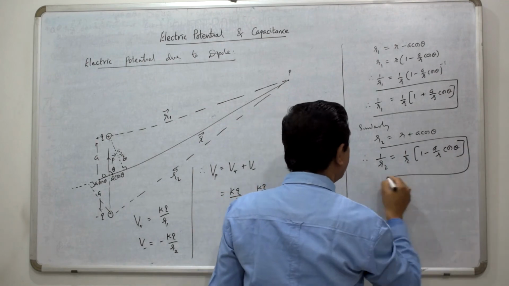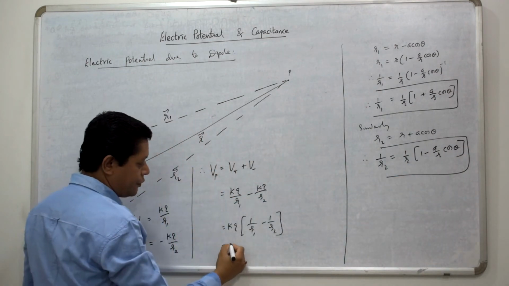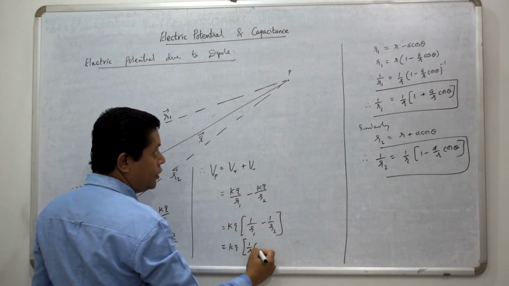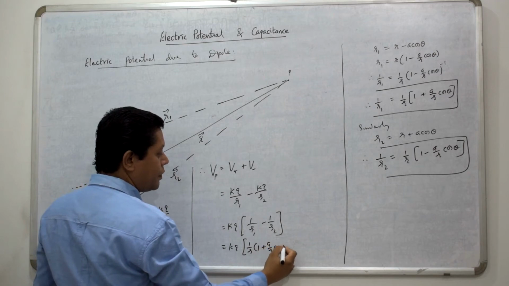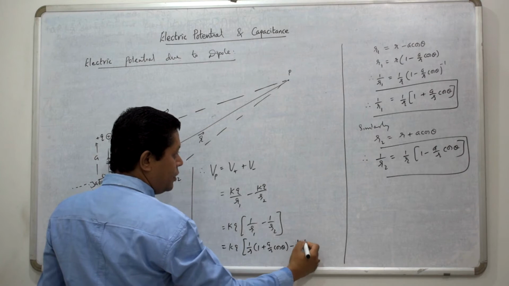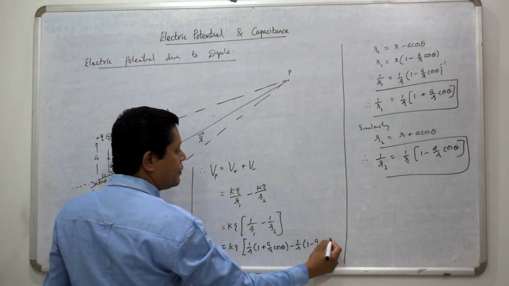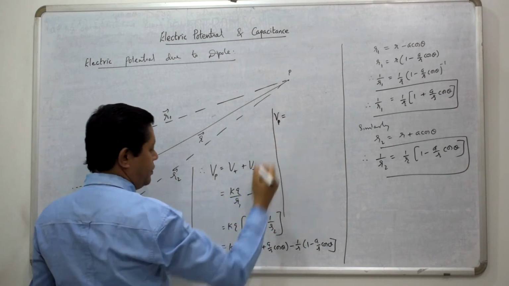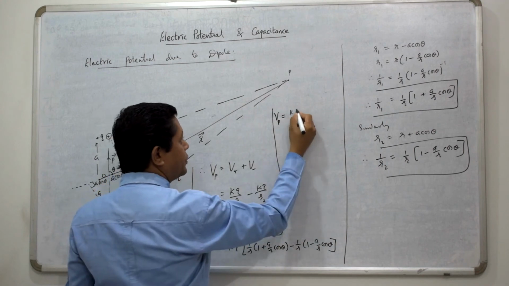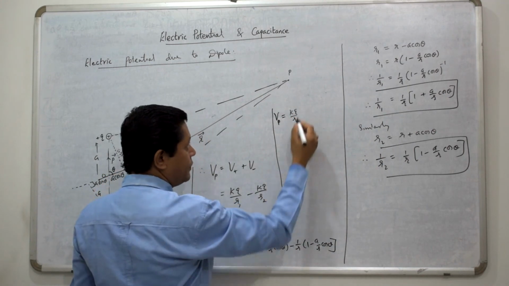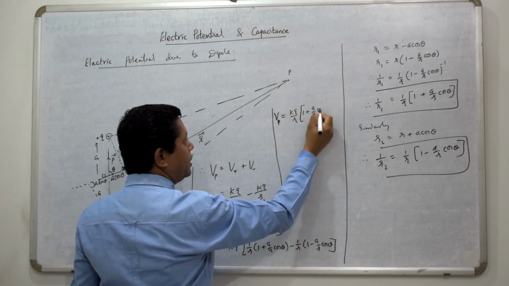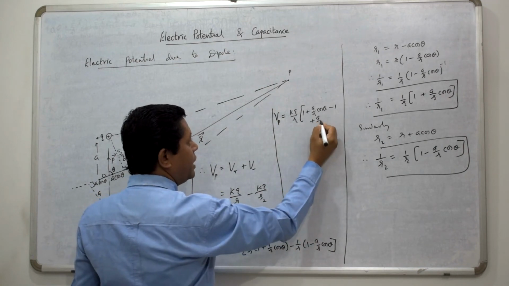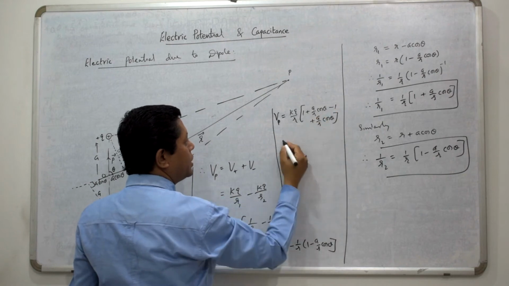These values, if you put in this equation, you can write kq times 1 by r1, that is 1 by r into 1 plus a by r cos theta, minus 1 by r into 1 minus a by r cos theta. So V at point P is equal to kq by r, and what is left inside: 1 plus a by r cos theta minus 1 plus a by r cos theta, where 1 minus 1 cancel. So what is left?